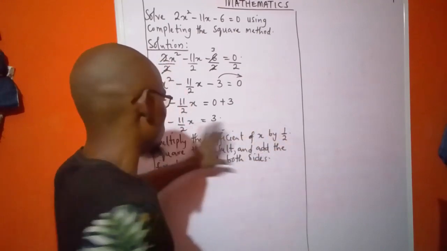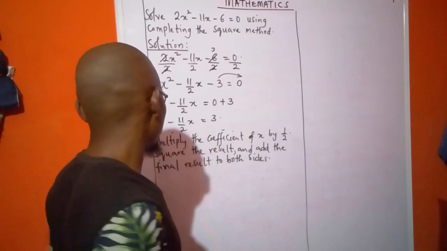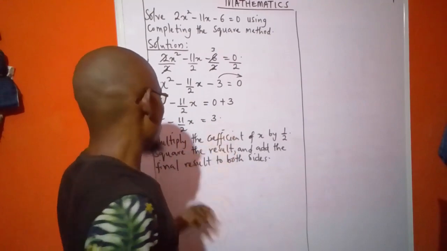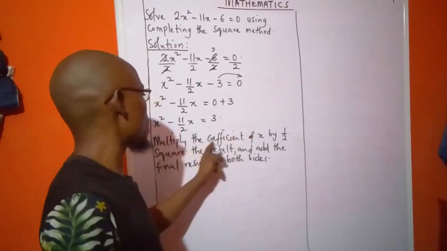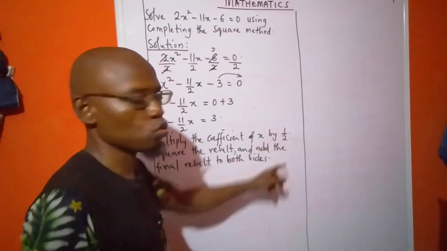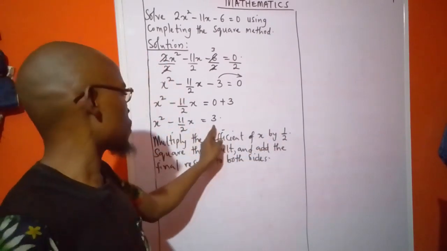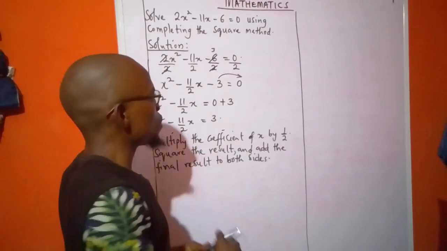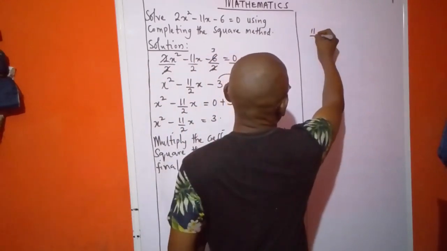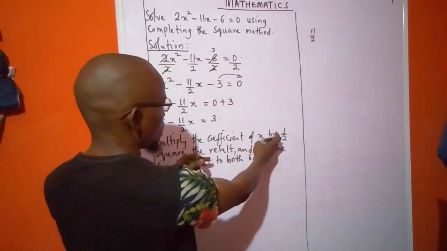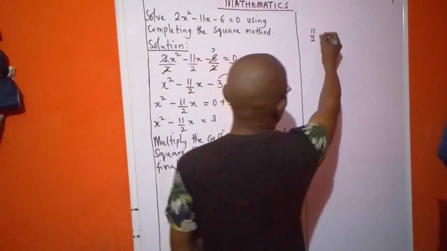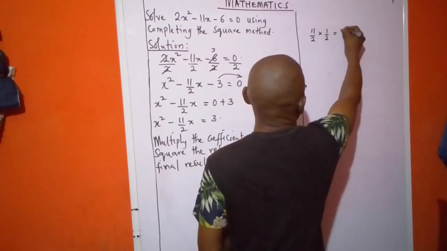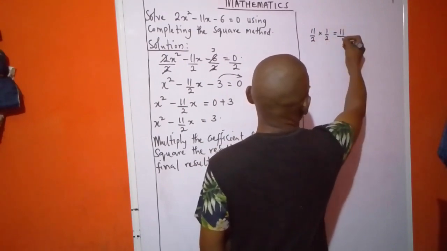All these instructions are what we take into consideration for this equation. So we have x squared minus 11 over 2 x equals 3. The first thing we have to do is multiply the coefficient of x by 1 over 2. So what's the coefficient of x? The coefficient of x is 11 over 2. So we have 11 over 2 multiplied by 1 over 2. That will give us 11 times 1, 11, over 2 times 2, which is 4.